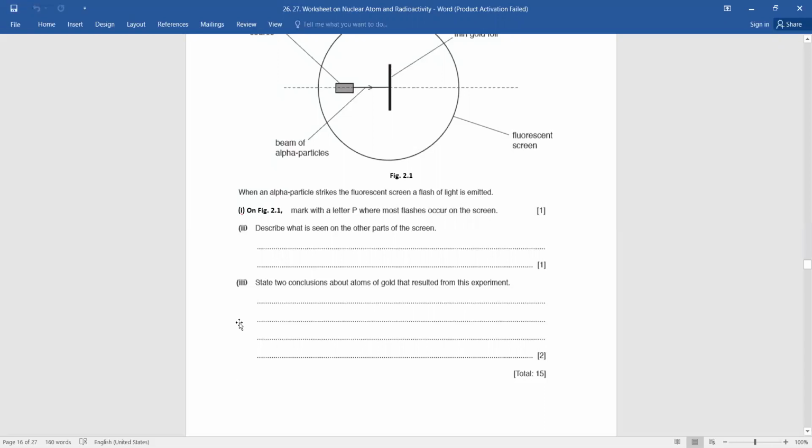Now the third: state 2 conclusions about atoms of gold that resulted from this experiment. So we already got the observation, right? Here we got most flashes, and here we got fewer flashes. So from here, what can we decide? Sir, can you help us with it?